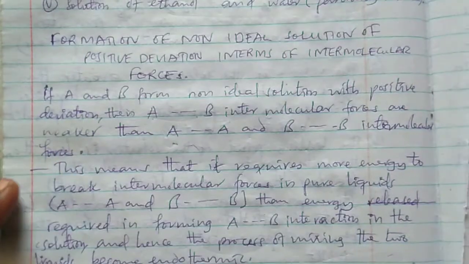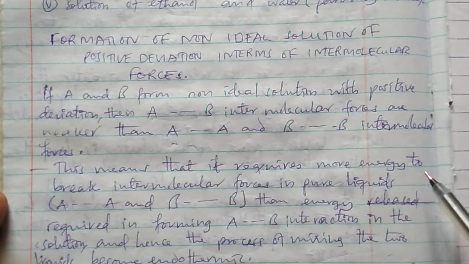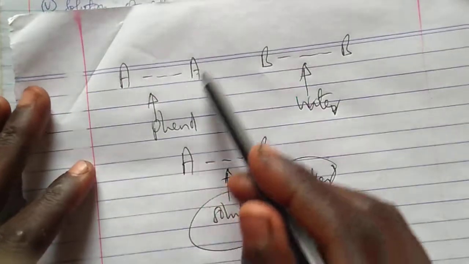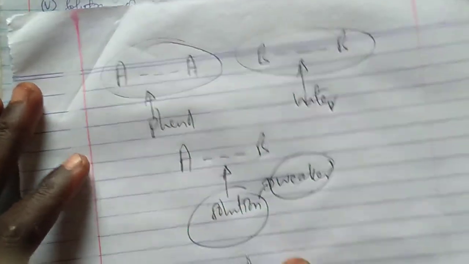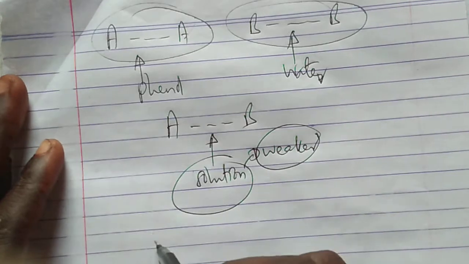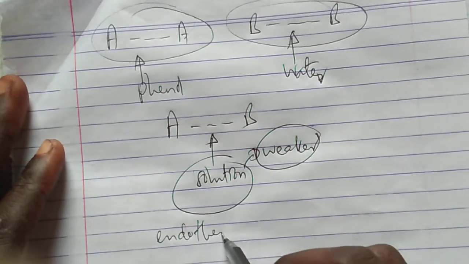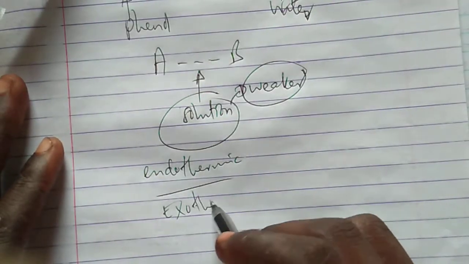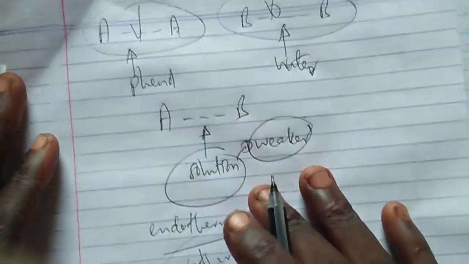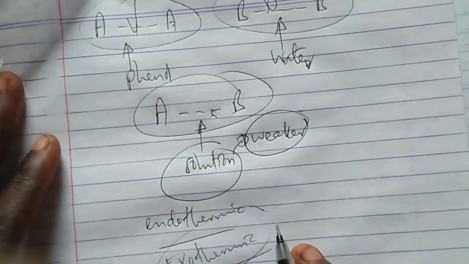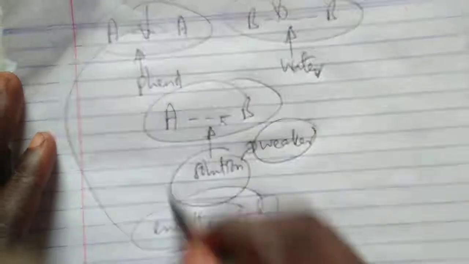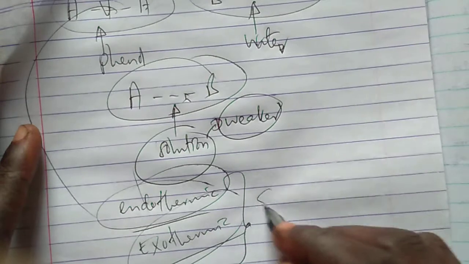They will be weaker. So we are saying that this means that it requires more energy to break intermolecular force of attraction of pure liquid. Inahitajika more energy kubreak hizi hapa. And remember, bond breaking process is endothermic from thermochemistry, while bond making is exothermic. So that means tutatumia energy kubwa kubreak hizi bond, lakini tutapata energy ndogo kuform hii bond. So at the end of the day, the formation of this solution itakuwa ina gain energy nyingi afu ina release energy kidogo. So the process overall will be endothermic.